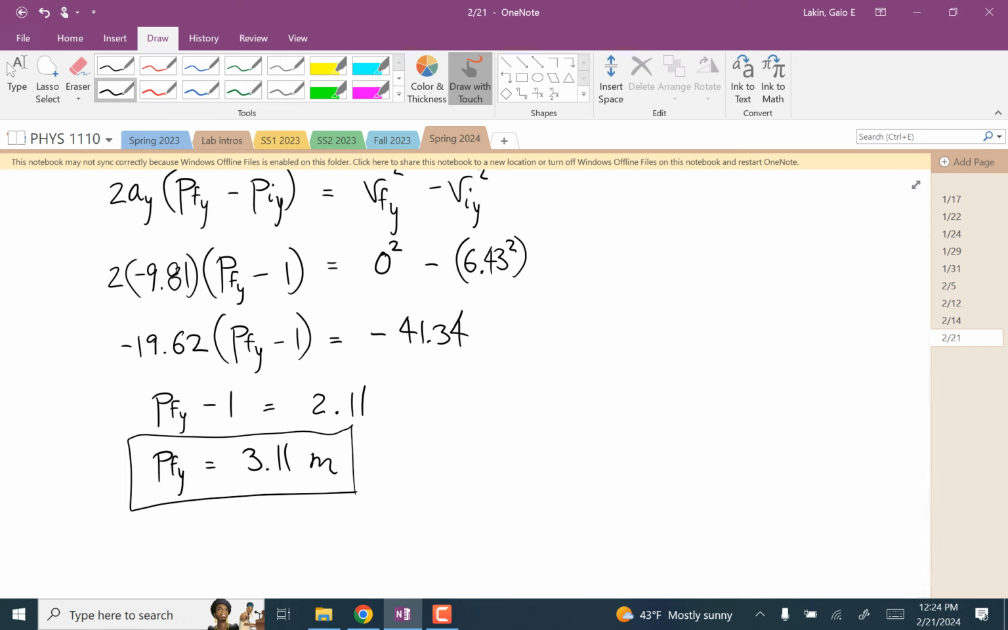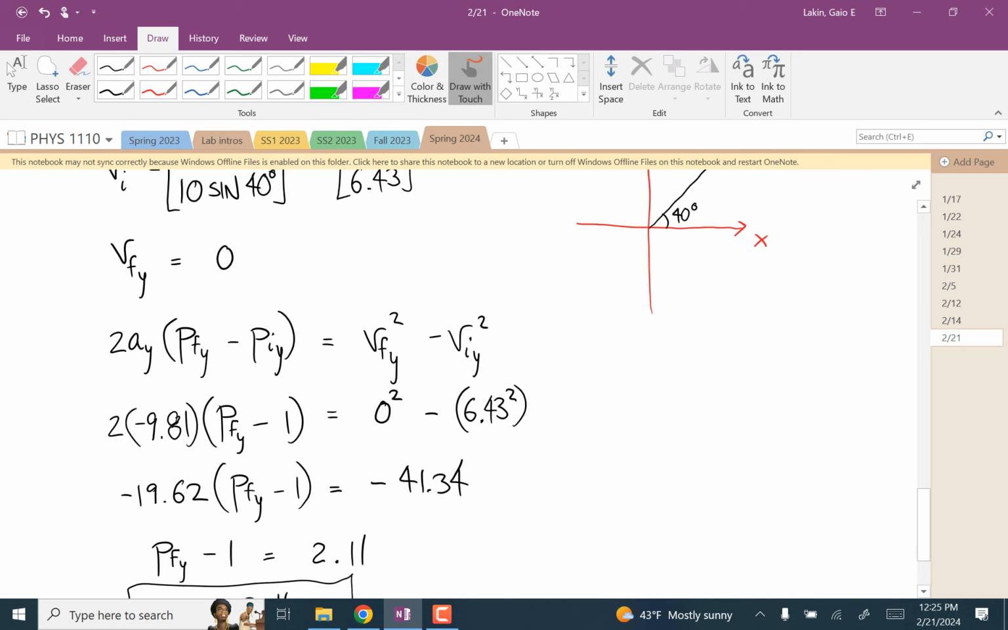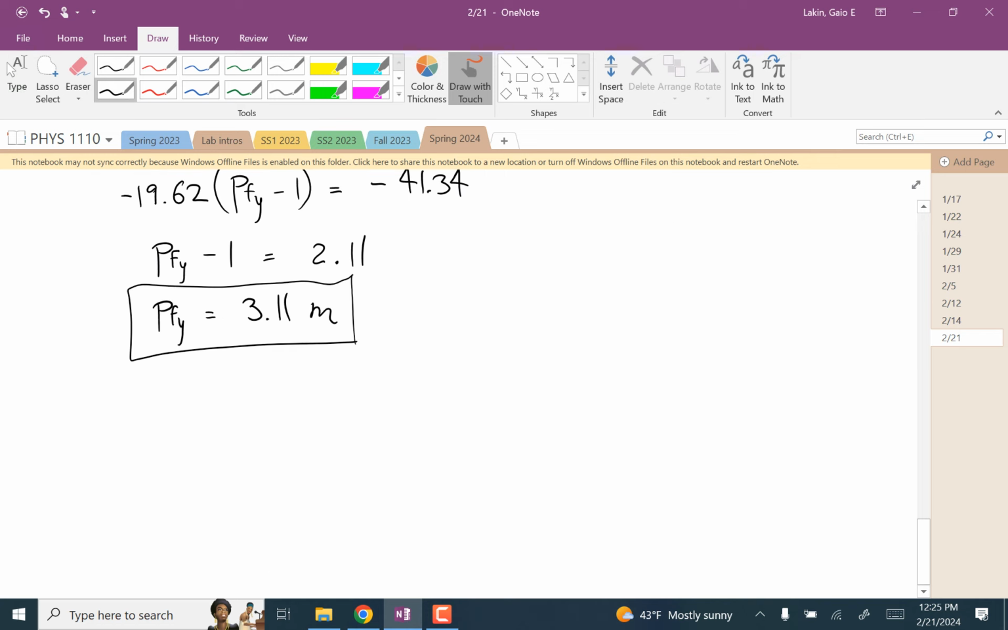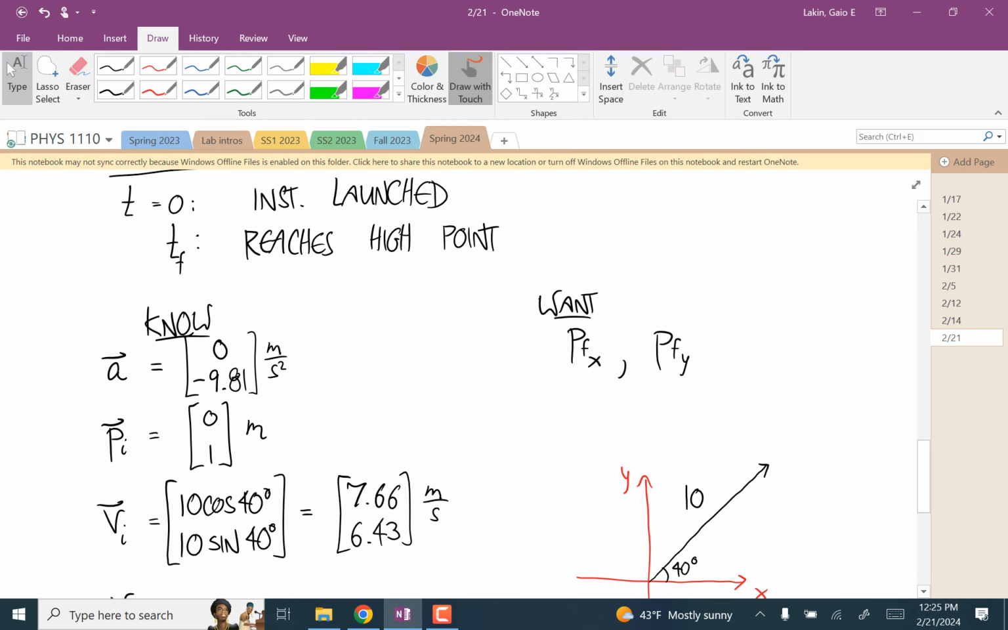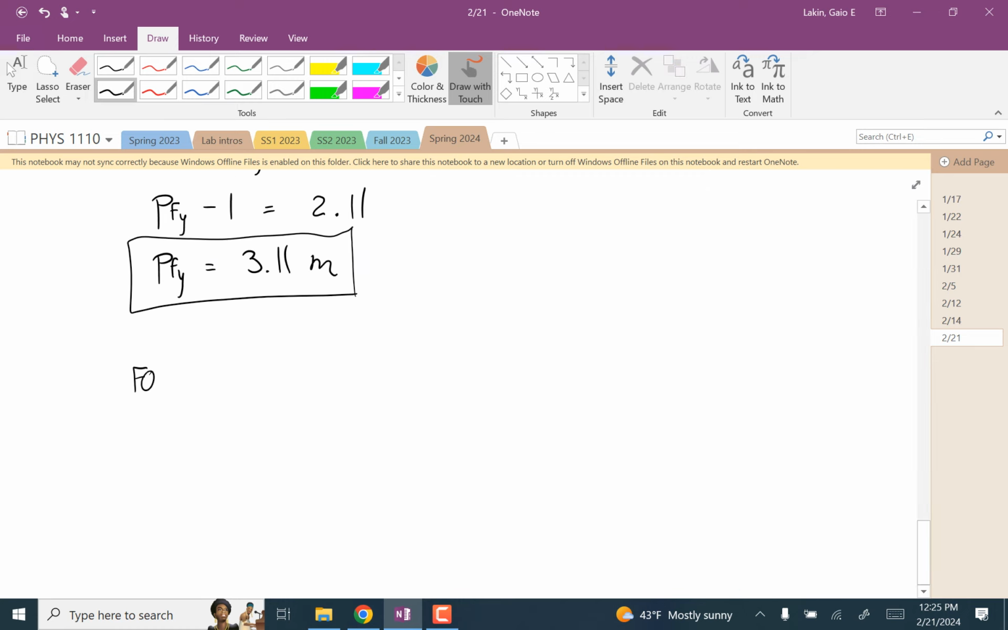Anybody have any questions about that first part? Okay, so now, we still know all this stuff. I guess now we know one more thing, and we'd like to figure out PFX. So is there an equation that works for finding PFX? It turns out there isn't yet. So PFX, no equation works.